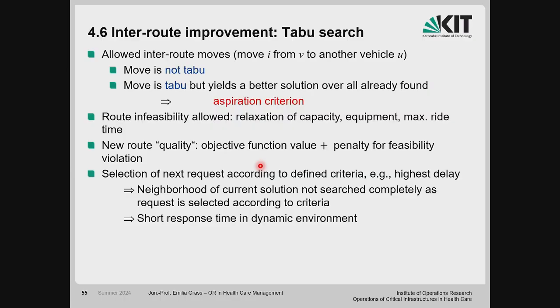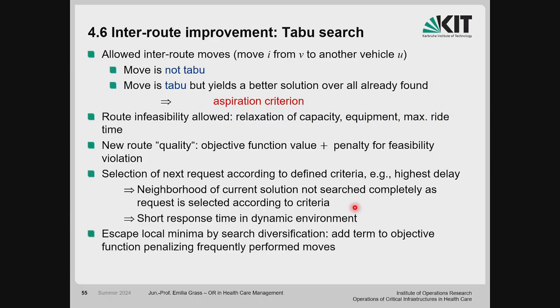So the next request is selected based on some kind of criteria. So that means the neighborhood of the current solution is not fully searched, and that ensures us a quick response. This is based on this dynamic environment. So we assure that we have a short response time, even if this is not really feasible at this point. And therefore we can escape local minima by adding this penalty term in the objective function.